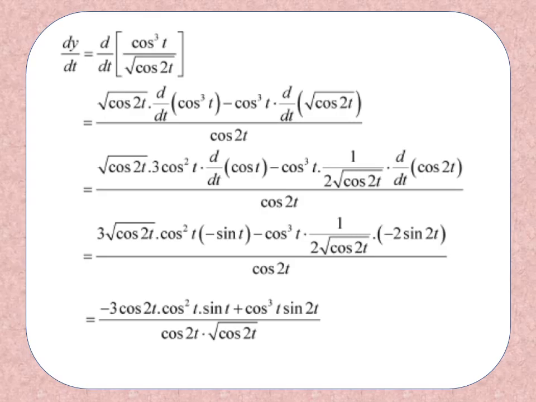Now we will find the dy upon dt. So again, differentiating cos cube t upon under root cos 2t, again it is in the form of u upon v, that is numerator upon denominator. So again we have to apply the same division rule or the quotient rule of differentiation. So you can see the differentiation I have done to find dy upon dt.